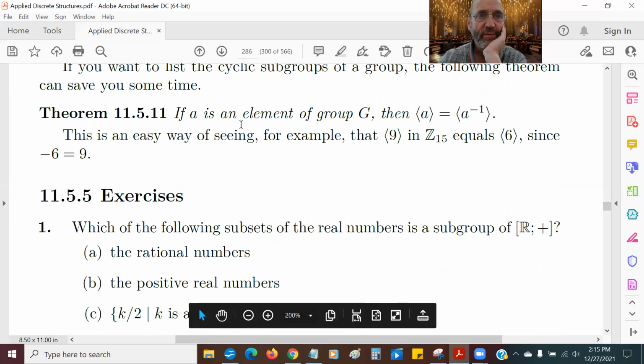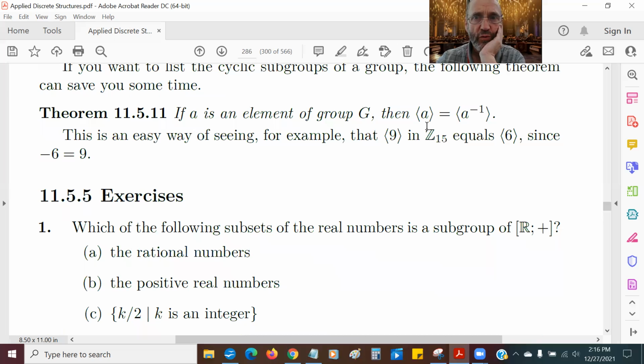Finally, if A is an element of a group, then the group generated by A is the same as the group generated by A inverse. An easy way to see this is that 9 and 6 generate the same thing. This is all the integral powers of A, and that's all the integral powers of A inverse. The positive powers of A are the negative powers of A inverse, and the negative powers of A are the positive powers of A inverse. They're basically the same thing. So this theorem is really very simple to see and to prove.